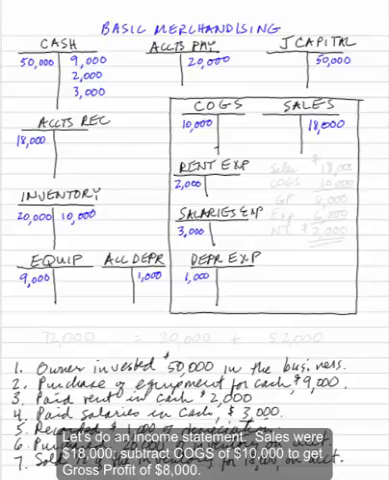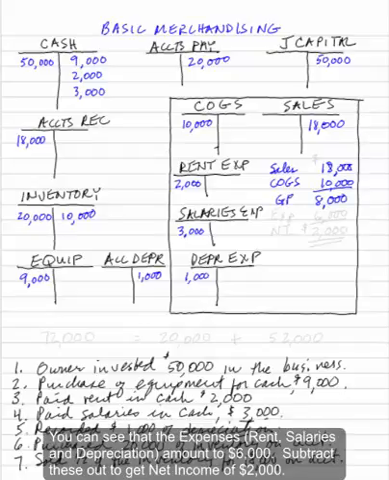We could do 3 financial statements, or 4 even. I'm just going to sketch out the income statement. I'll leave the others to you. So we're going to say sales were $18,000. Cost of goods sold was $10,000.